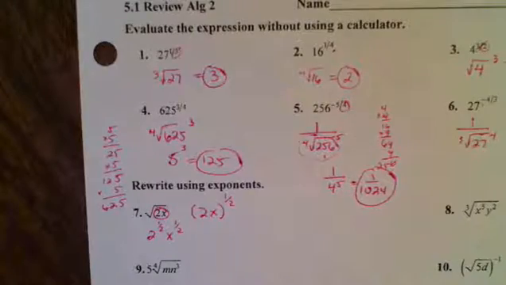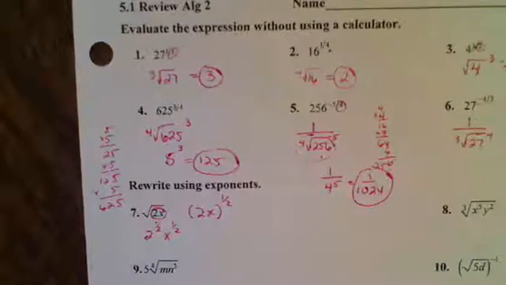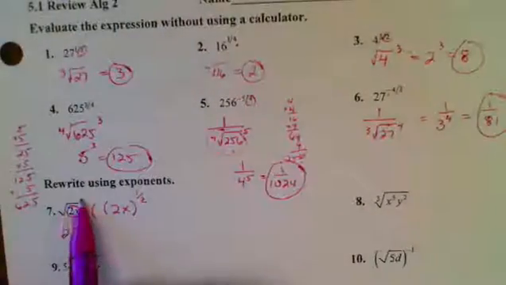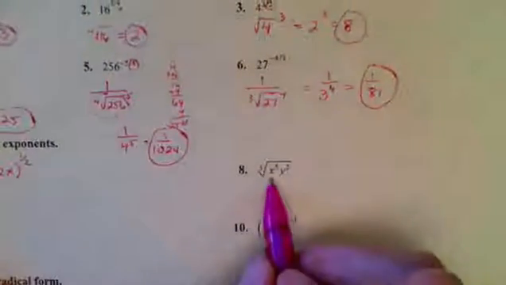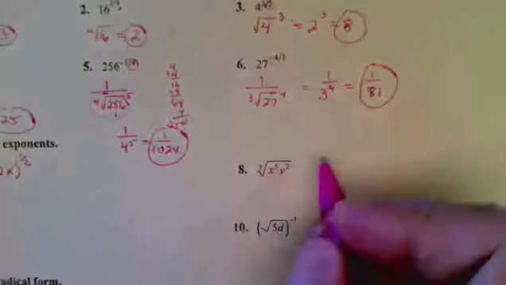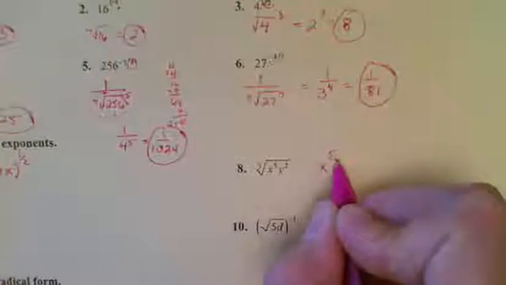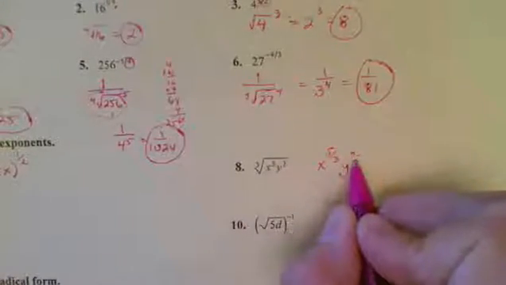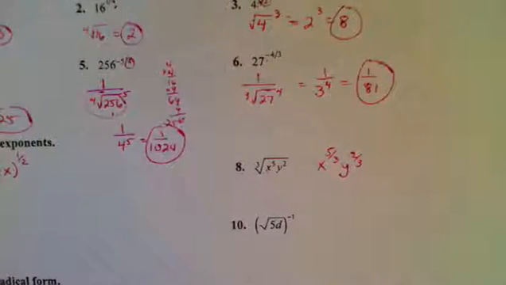So just to show that if you're going to take the square root of something, you raise it to the 1/2. If you take the cubed root of something, again, directions are just saying rewrite using exponents. So I'm going to take 5, or x to the 5/3, because I'm taking the cubed root but raising it to the 5th, and y to the 2/3. That's all you need to do on those.